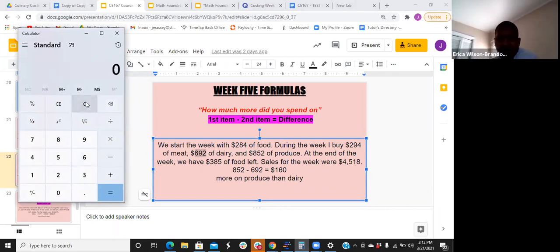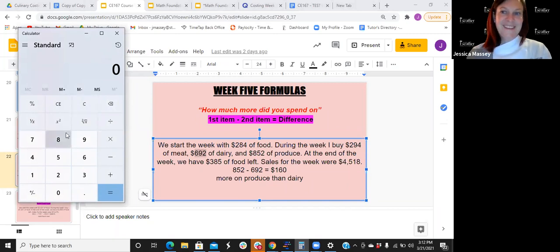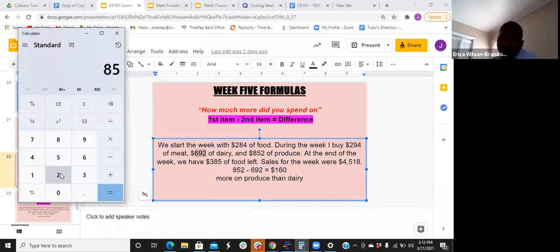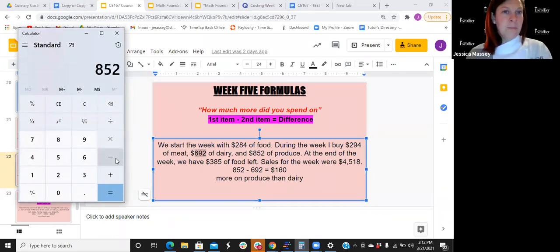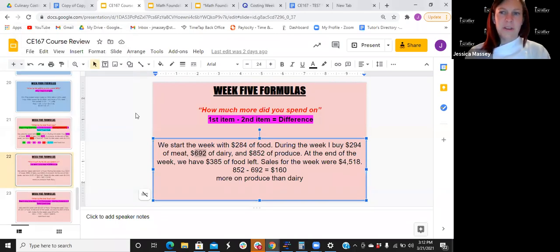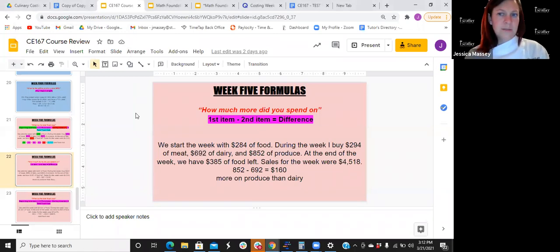Whoa, I had things in my calculator on that one. $160 more? That sounds right. Let's check your math. Well, it's right there. You are right. Exactly. So it's basically asking you, how much more did you spend on produce than dairy? In this example, you spent $160 more on produce that week than you did on dairy. That one's pretty simple. Is everyone good with that equation for now?